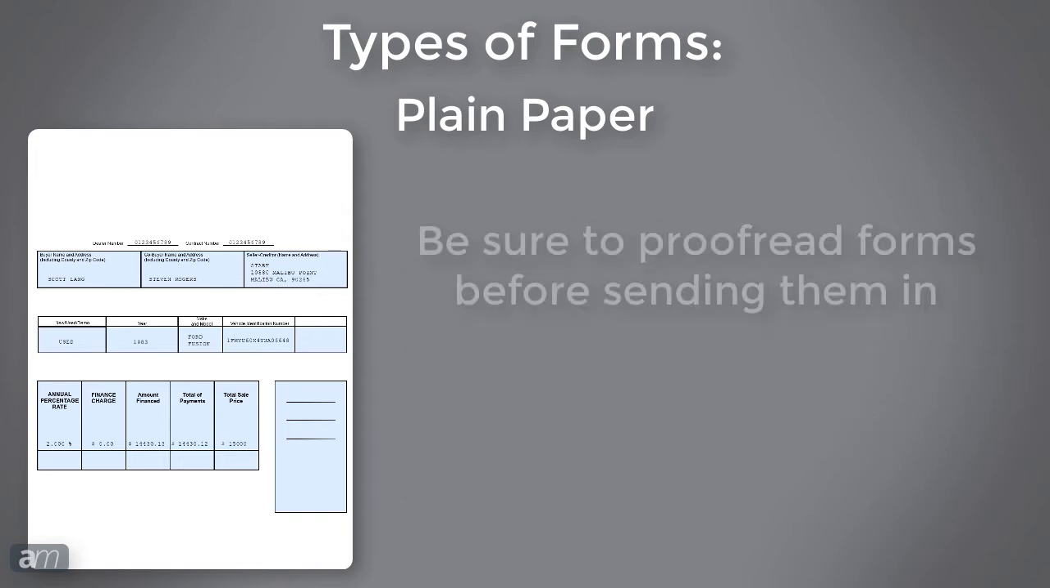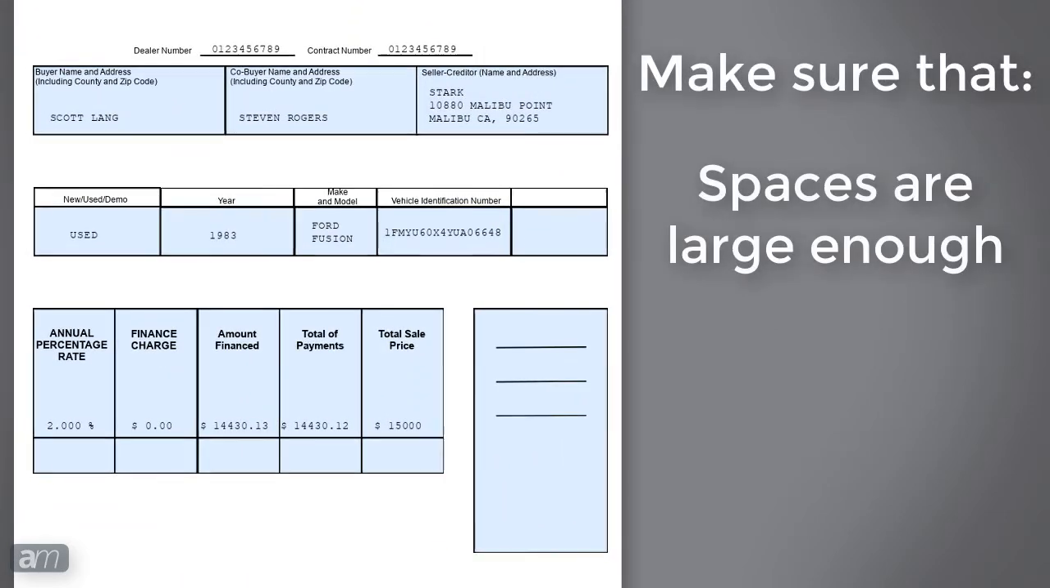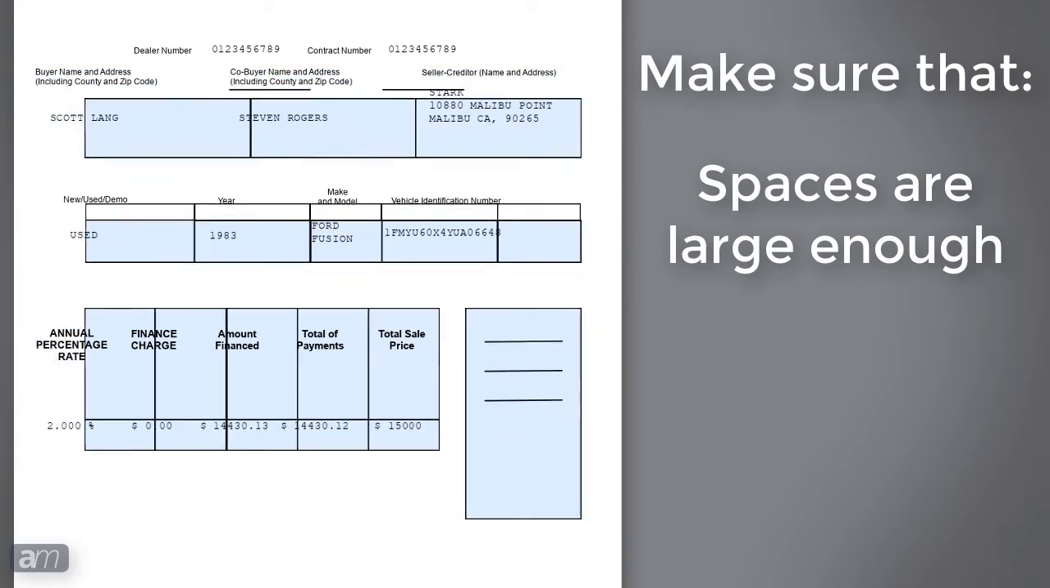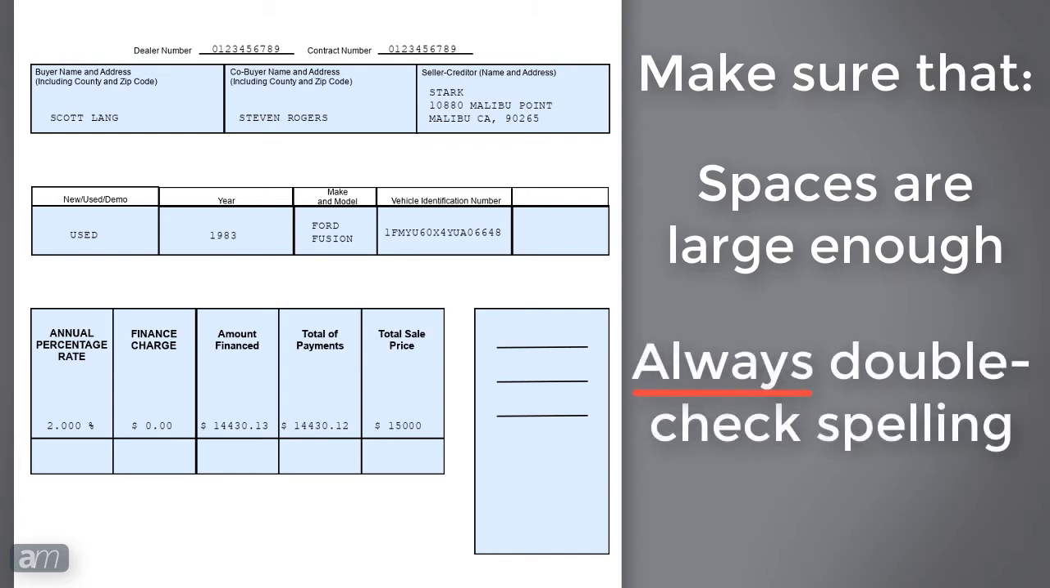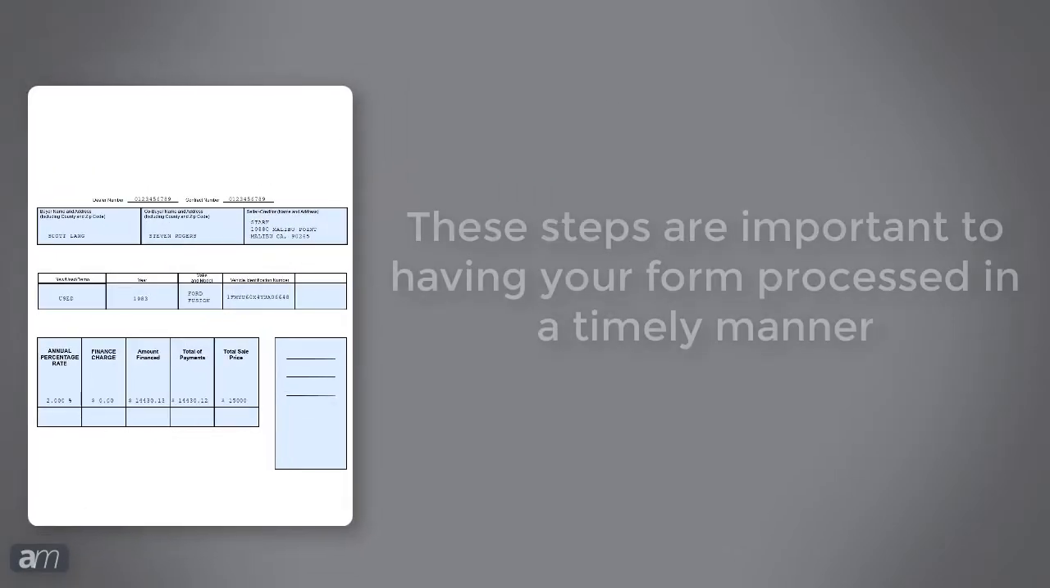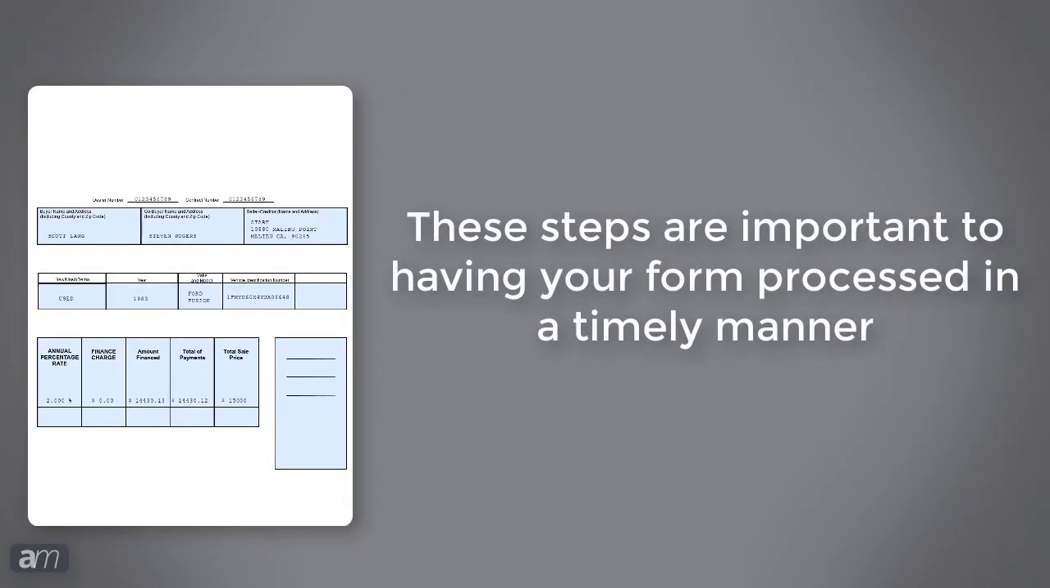Be sure to proofread forms that you have created before sending them in. Make sure that the spaces to fill in the information are large enough to fit the necessary information. Always double check for spelling and grammar because we cannot make verbiage changes to your manufactured form. These steps are important to having your form processed in a timely manner.